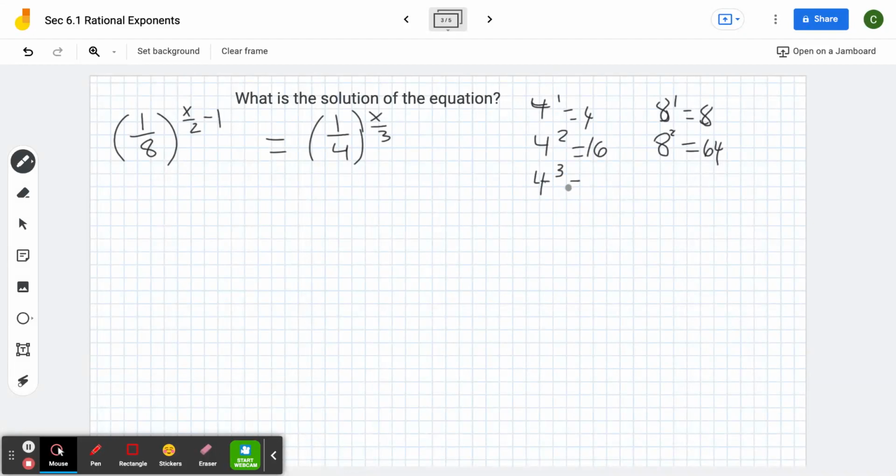and cube it. 4 cubed is 4 times 4, which is 16, and then times 4 again. So 16 times 4 is actually 64. So if I actually cube the 4, I'm going to get 64. And if I were to square the 8, I would also get 64. So that is the strategy that I'm going to use. So I'm going to actually cube this fraction here, the 1/4, and I would actually square the fraction here, and that's going to give me the 64.